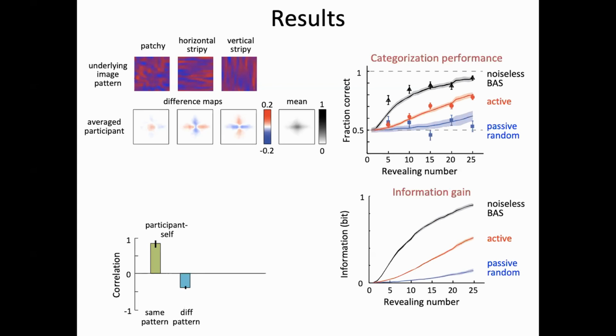The information gain plots recapitulate the top plot, that the participants' active sensing strategy was more efficient than the random strategy at gaining information, but less efficient compared to the noiseless patient active sensor. Now, as mentioned before, humans have noise in their motor system, and even though they wanted to look somewhere, they will end up looking somewhere else.